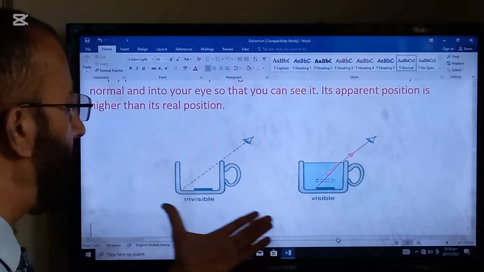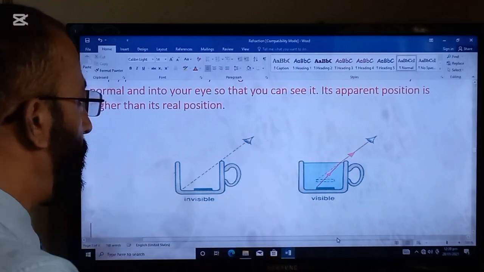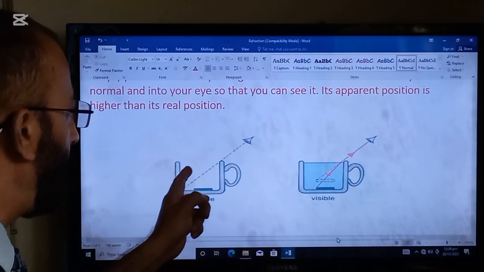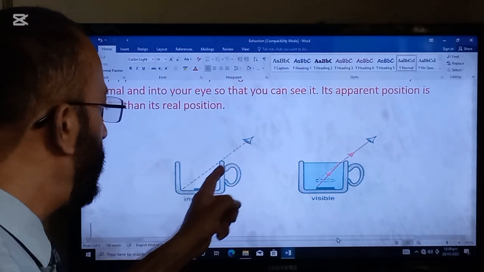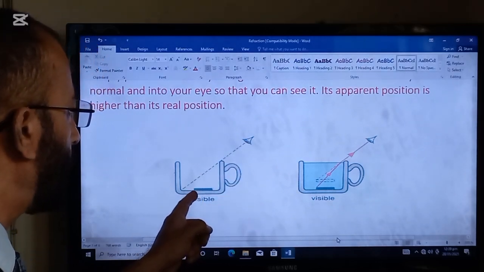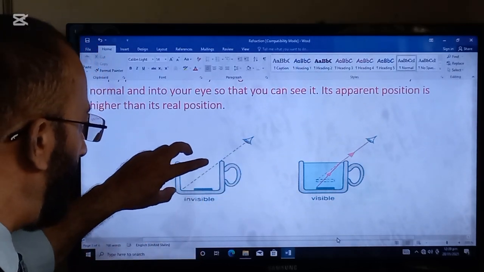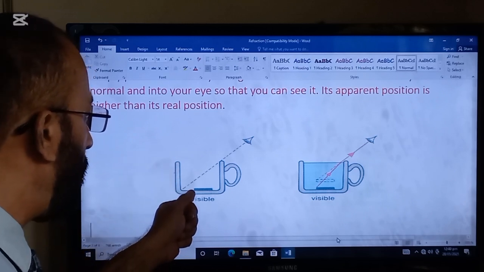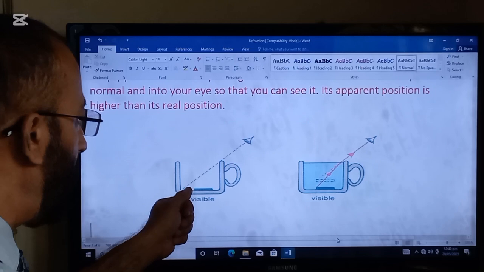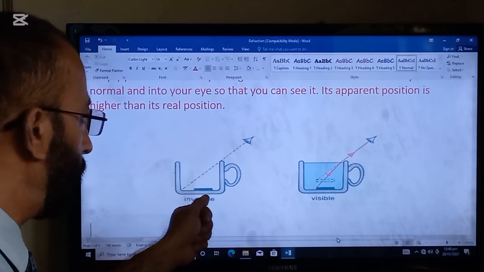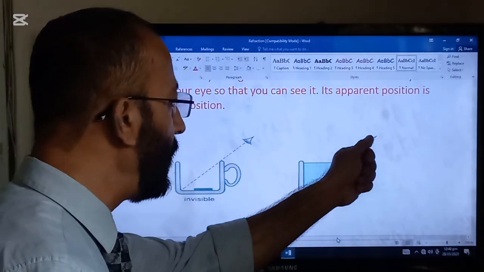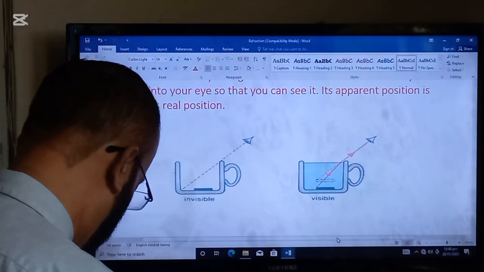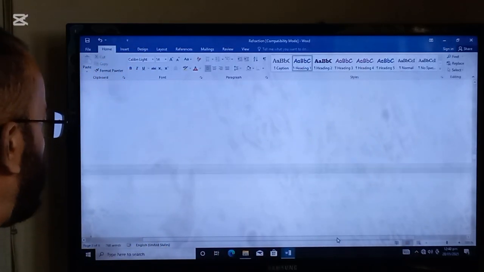So this is the diagram of the trick. Here is the coin, and you just move your head so that you cannot see the coin now. Now pour water into the cup. The apparent depth of the coin will be above the real one. So now you can see the coin without moving your head or glass or a mirror.